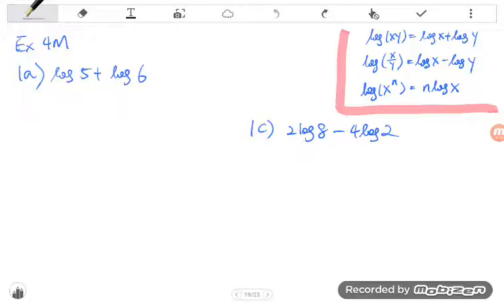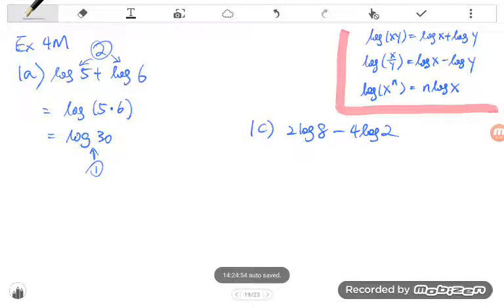As you can see, what I have over here is log 5 plus log 6. If I don't see the base, it is automatically 10. I could use the first law to help me simplify it. So this becomes log of 5 times 6, which is log 30. We started with 2 logs and we ended up with just 1. That's what they want us to do.